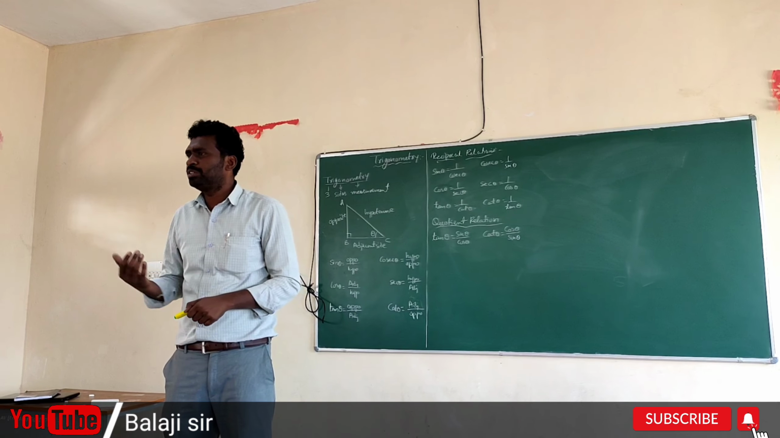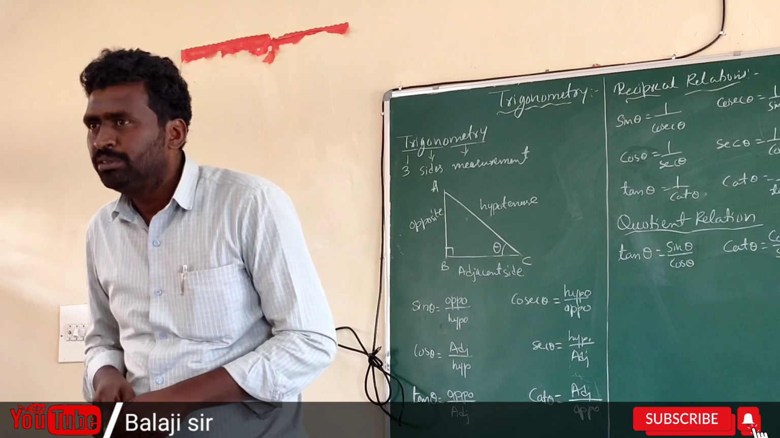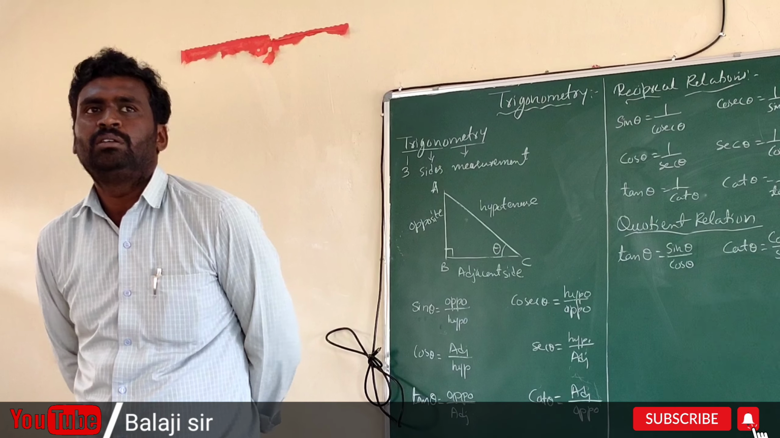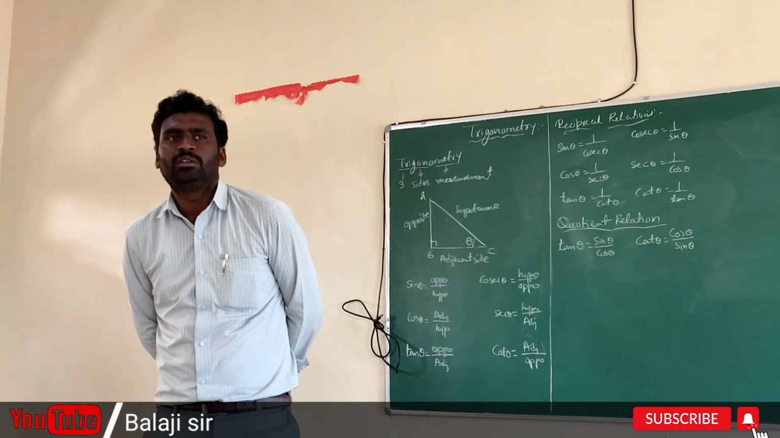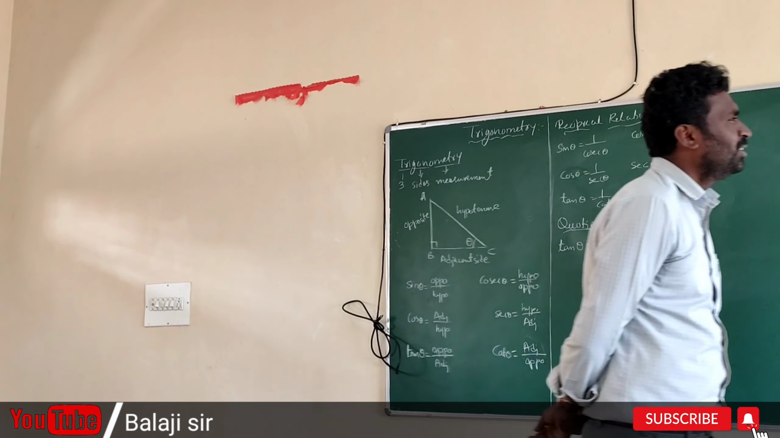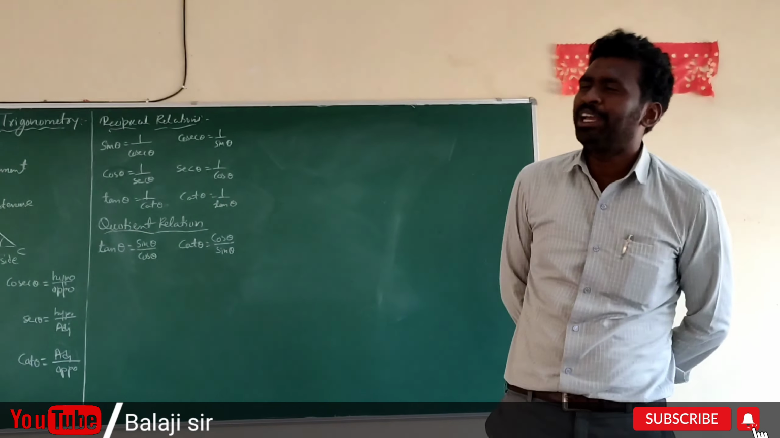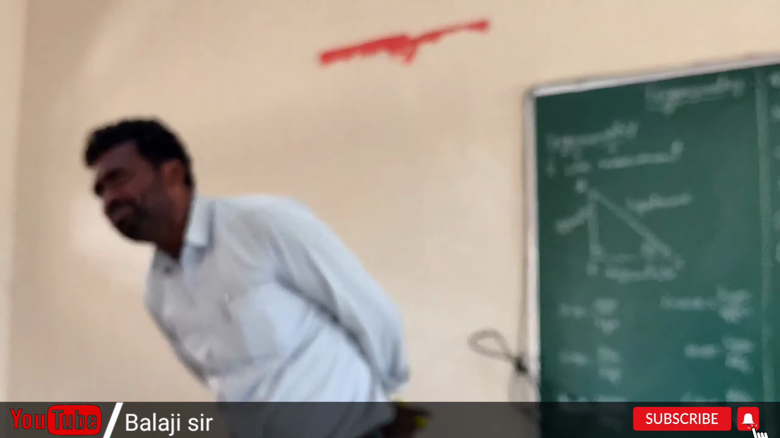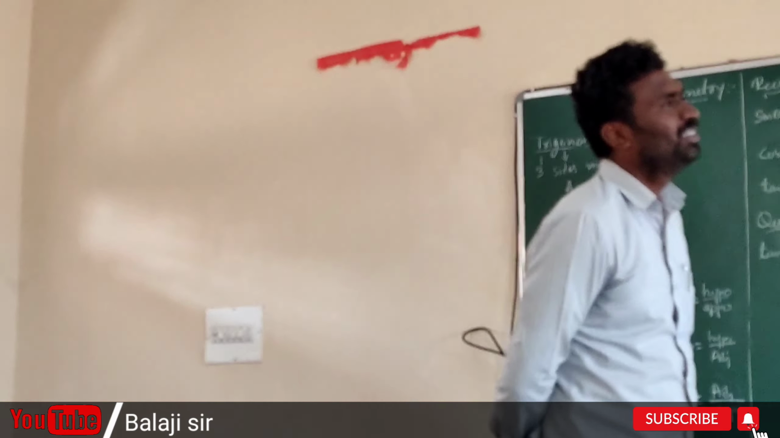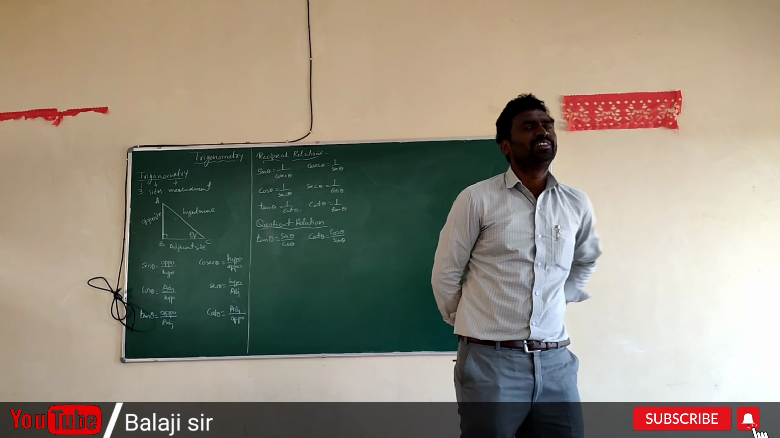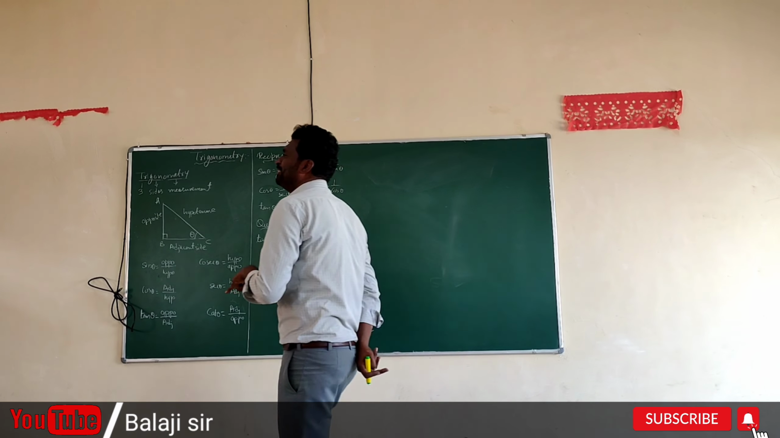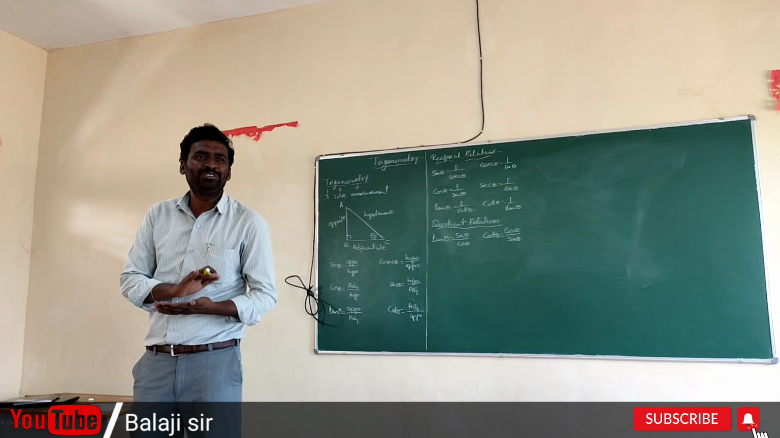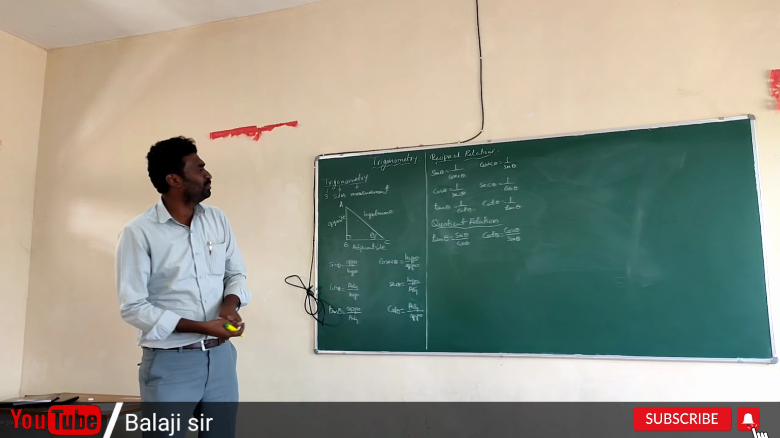Okay, just tell me. Sine, 1 by cosec. Tan, 1 by cot. Cot, 1 by tan. Sec, 1 by cos. Cos, 1 by sec. Sine, 1 by cosec. Tan, 1 by cot. Sec, 1 by cos. Yeah, not even once have you made a mistake. Very good.